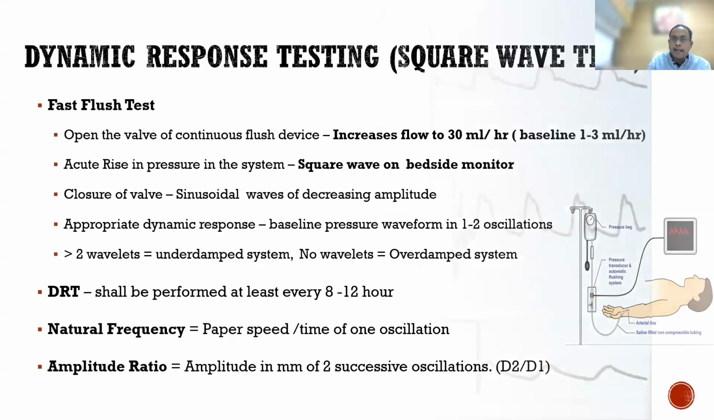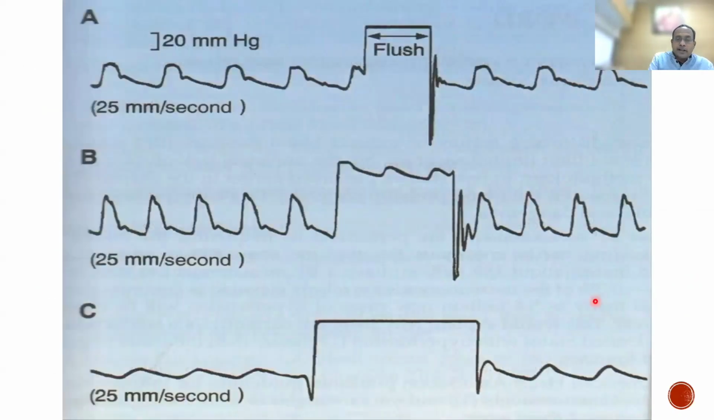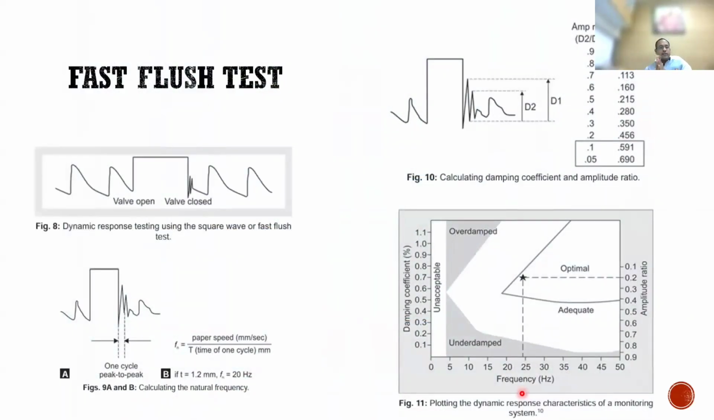So this is how the fast flush test is done. This is a square waveform. Then there are two wavelets, sinusoidal wavelets, and then it returns to a normal system. This is the overdamped system, where we don't see any of the wavelets. So this is the fast flush test. Coming to the natural frequency, the paper speed is taken in millimeters per second. We know the paper speed, divided by the time taken for one cycle. So this is the natural frequency of the system.